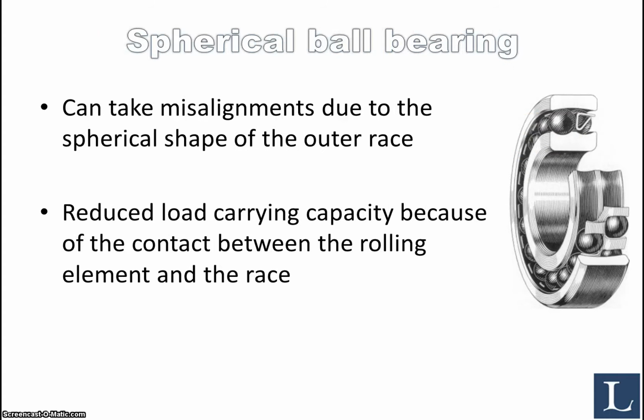Then we have what is known as a spherical ball bearing. This bearing is able to take misalignments or compensate for misalignments due to the spherical shape of the outer race. So you can see that this one has a curvature right here, which means that this, if you picture a shaft right here, can actually be misaligned compared to this surface right here, and the bearing will still work. But because of the shape, it also has a reduced load carrying capacity, because the contact becomes more towards a point contact and elliptical contact, and the contact area reduces, which gives rise to higher contact stresses.